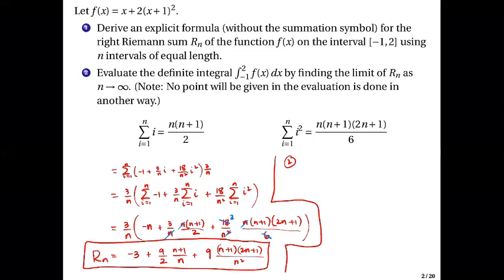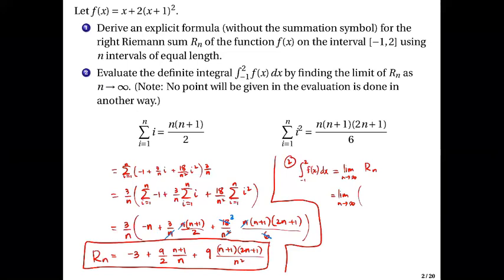For number 2, we want to evaluate the definite integral of f of x dx from -1 to 2 by finding the limit of Rn as n approaches infinity. So we evaluate this integral, and this is just equal to the limit of Rn as n approaches infinity. So this is just limit evaluation.